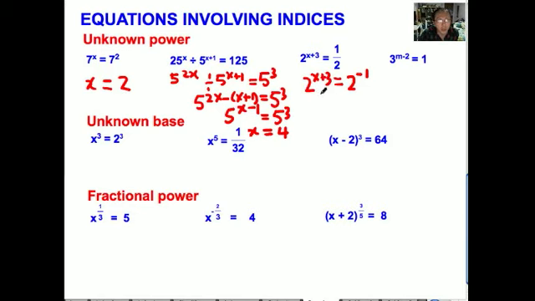Similarly here, we have x minus 2 to the power of 3, and express this to the same power, we have 4 to the power of 3. When the powers are the same, we can equate the bases, thereby solving the sum.